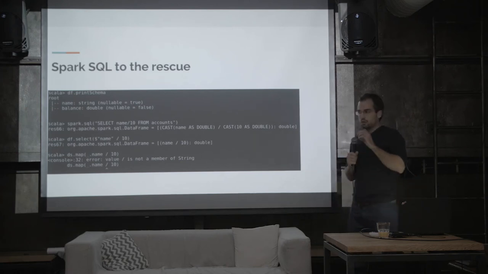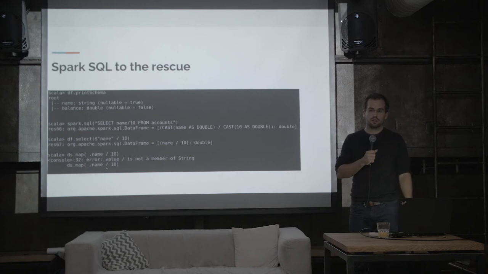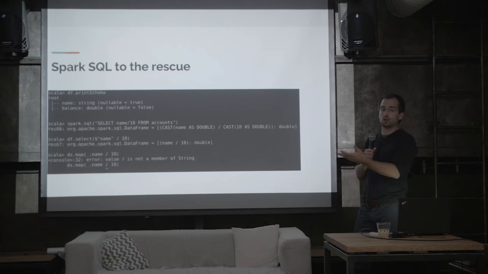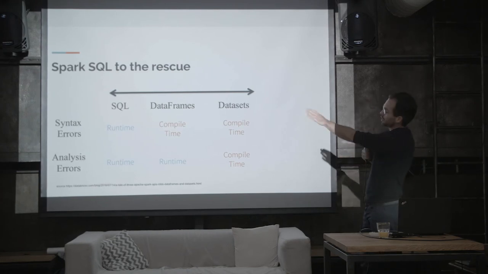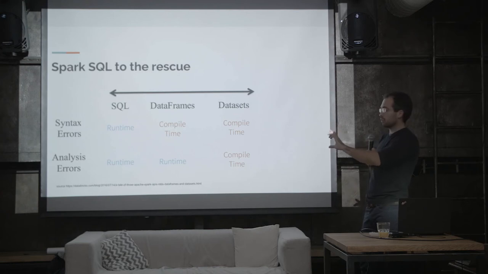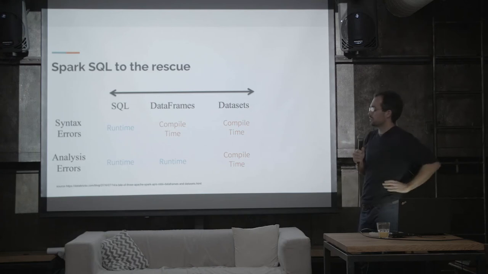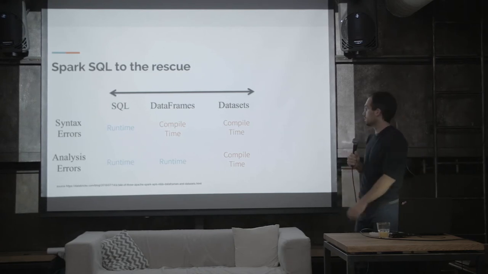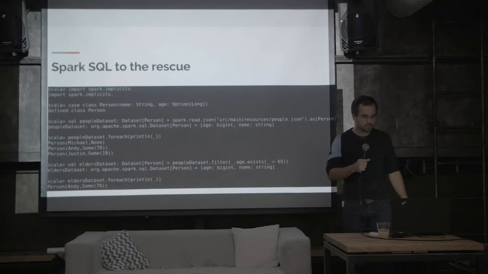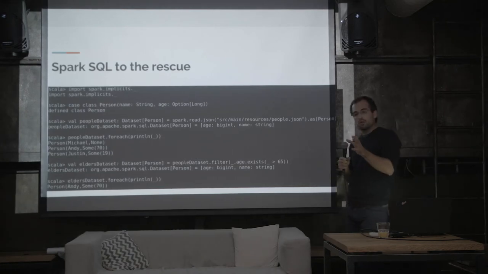The problem is that Spark is not able to optimize them all in the same way. So this is just a summary of what I said. With plain SQL queries on top of Spark SQL, all of the errors are checked during runtime. Using the data sets, on the other hand, we know everything at compile time. Okay, so we see that we can use Spark SQL.